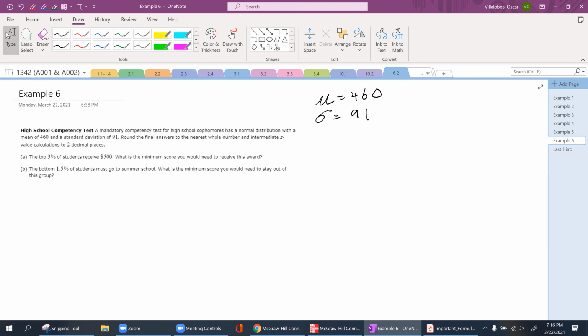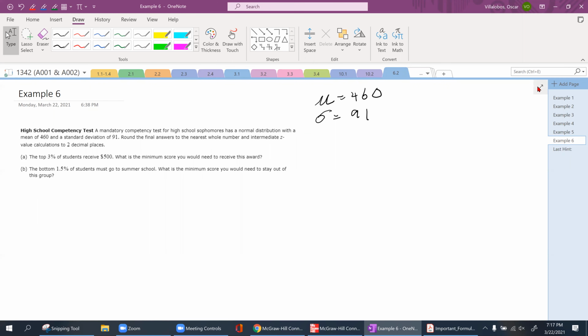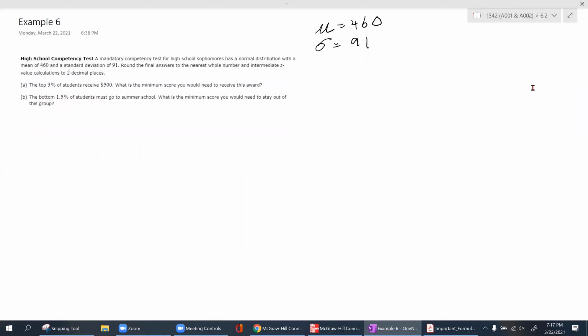Let's see what's given to me. I'm told that the top 3% of students received $500. What is the minimum score you will need to receive this award? We need to be careful here, because in the previous problems, whether I was looking for my standard deviation or for my mean, it was in the same units. Unlike this one, the units are not the same. This is just an award, a qualification, like a score.